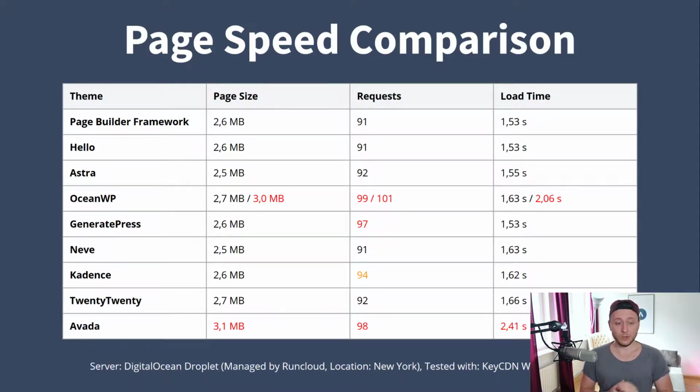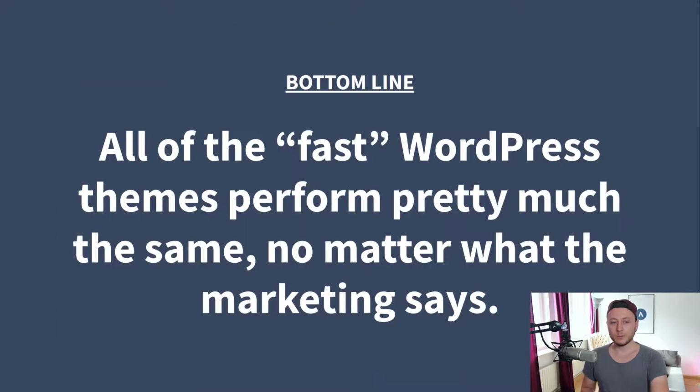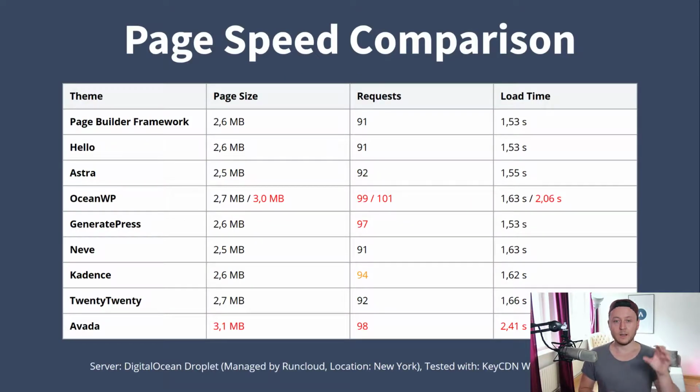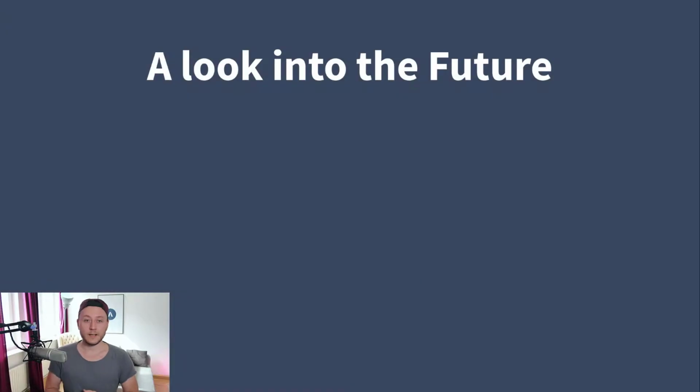But again, what I'm trying to say here with this comparison is all these quote-unquote fast WordPress themes perform pretty much exactly the same, no matter what the marketing says. And again, screenshot that list or whatever. Here you have it. All of them perform pretty much exactly the same in a real-life scenario, Avada excluded, and OceanWP maybe.